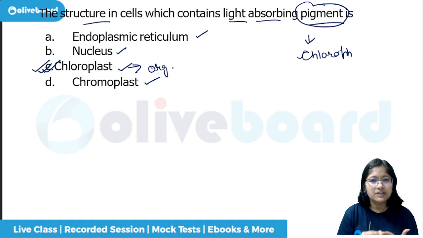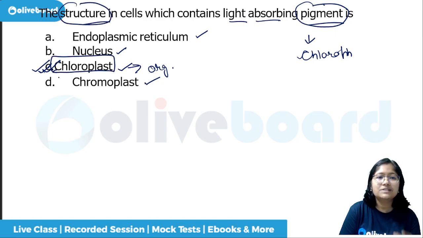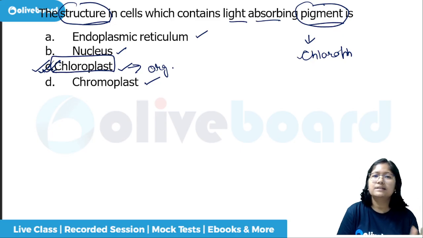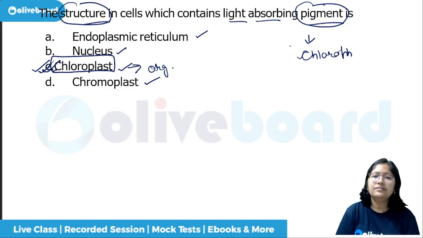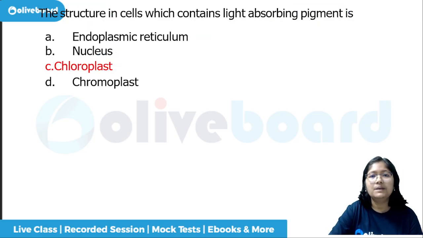So the structure in the cell which contains this pigment chlorophyll, they are asking about the name of the structure. That is why they have given chloroplast, because the name of the structure is chloroplast. So the answer here is chloroplast. The name of the organelle is chloroplast. And if they ask you the name of the pigment, not the structure, then you have to take chlorophyll. The pigment in human blood is hemoglobin.